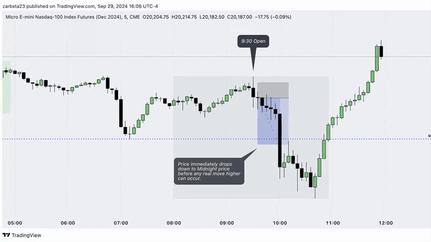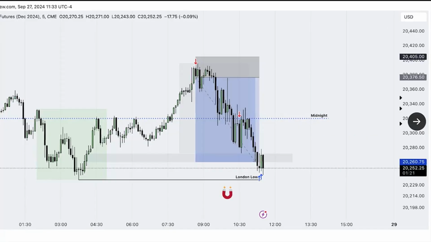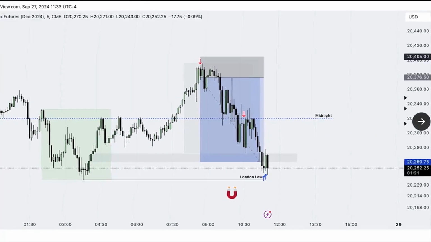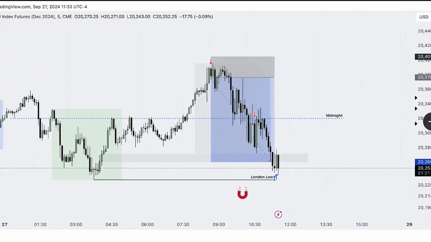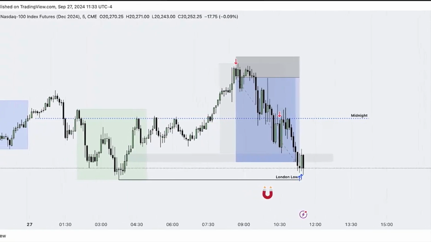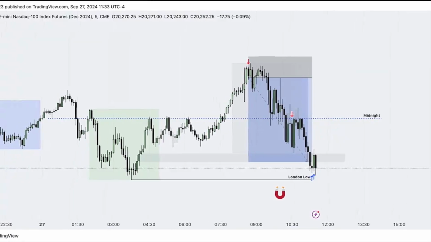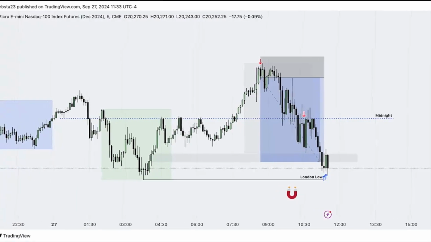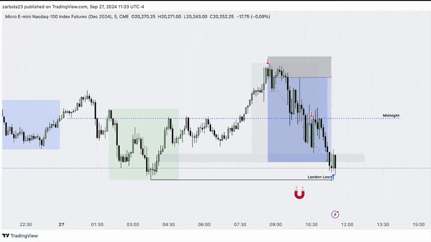And then I'm going to go over some executions that I've taken just recently in the last couple of days and explain how I get in and out of the trades, but most importantly, how it helps me determine the correct bias for the first few hours of the New York session. So we're going to get into it right now.